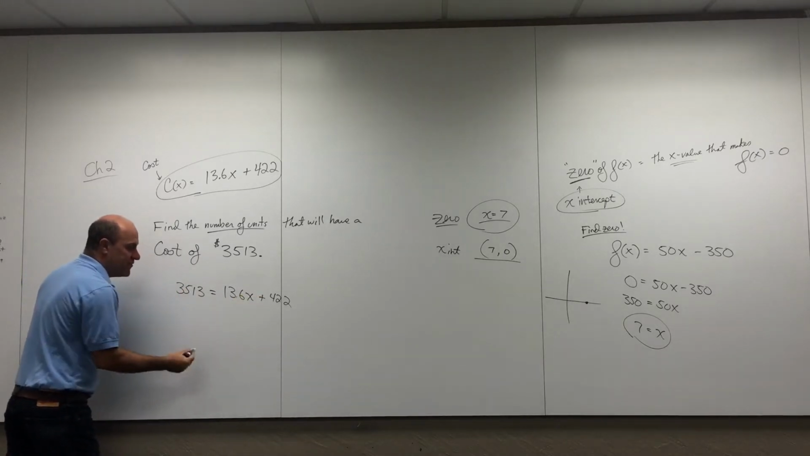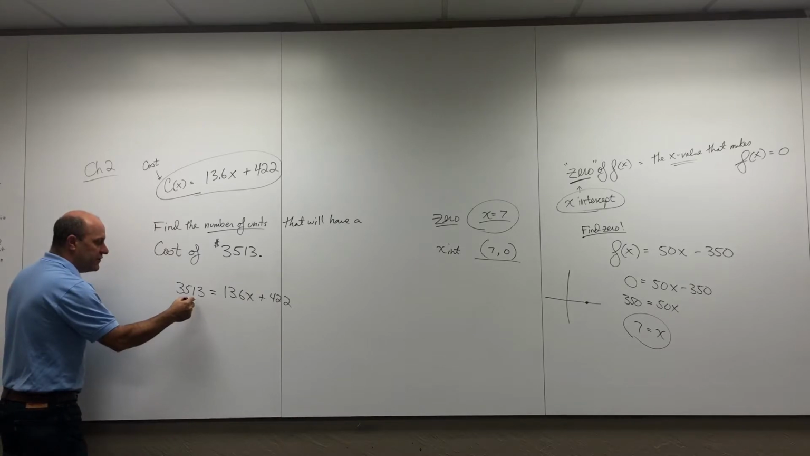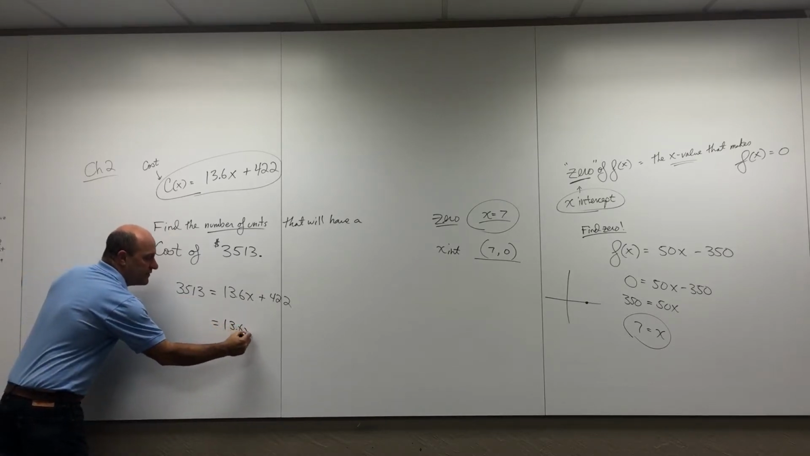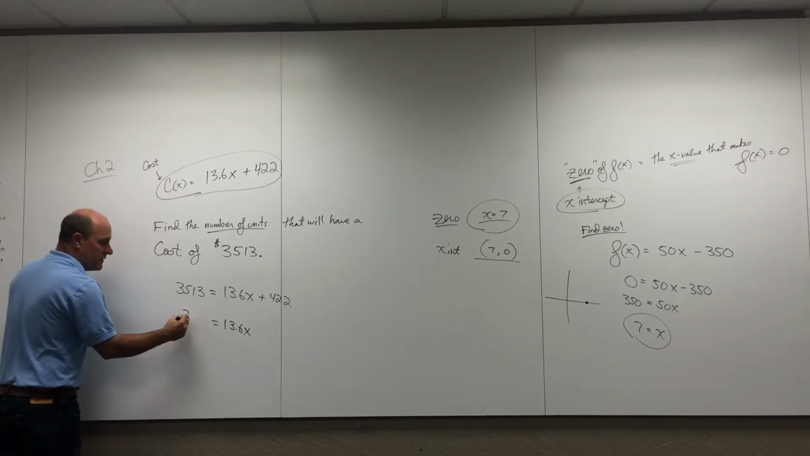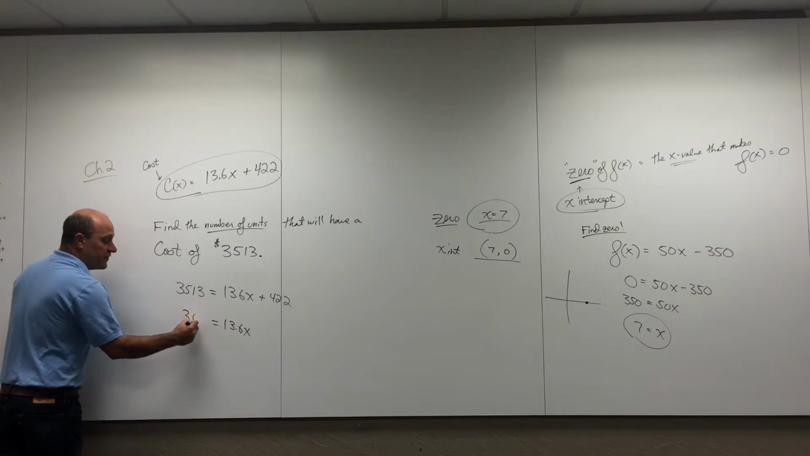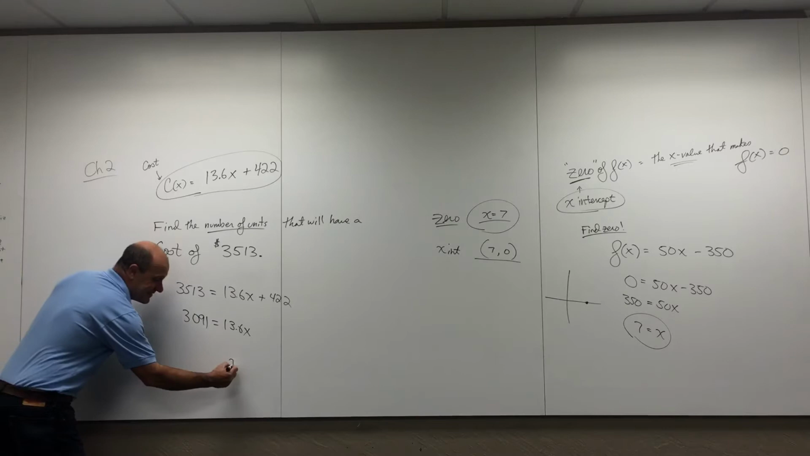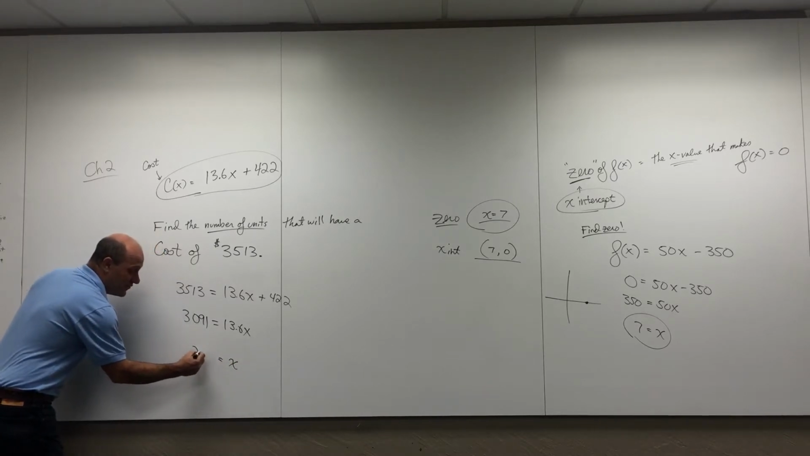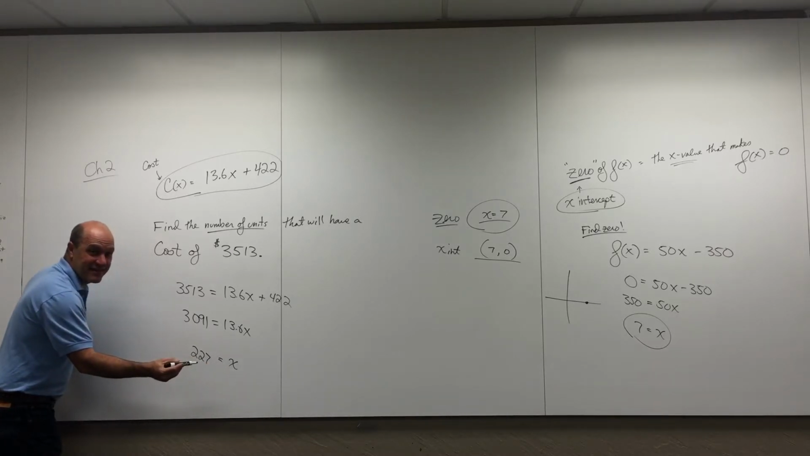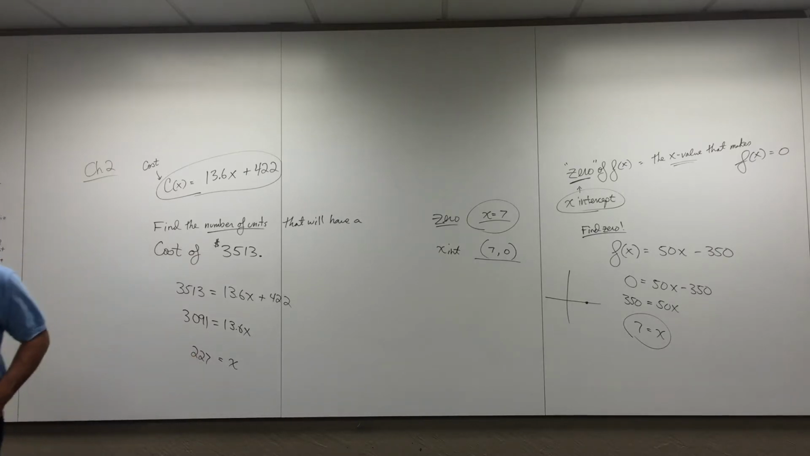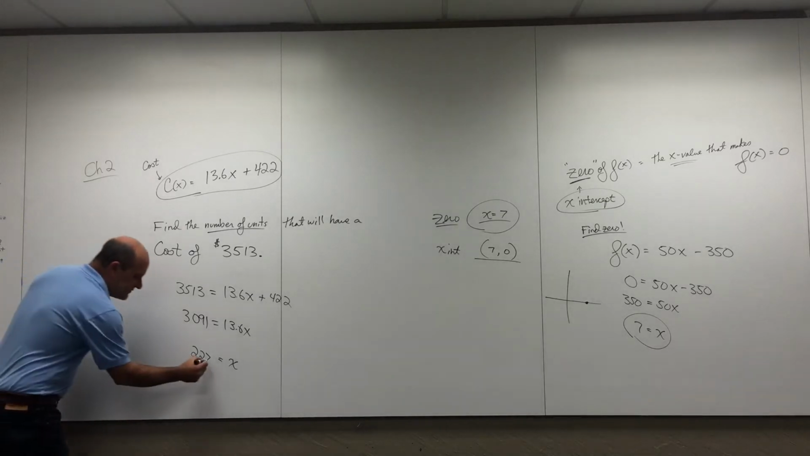I'll just help. Maybe you can help me actually. If you subtract the 422, 3091. Thank you very much. And then if you divide by 13.6, 227.27941. Okay, thank you. 227.27. Right.